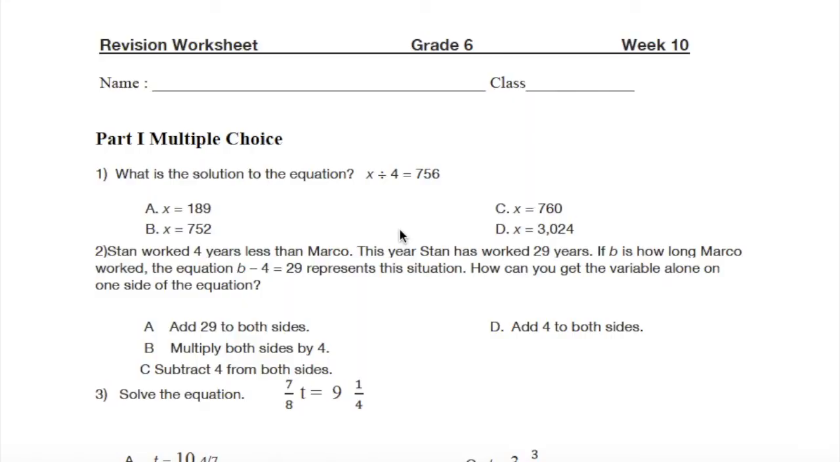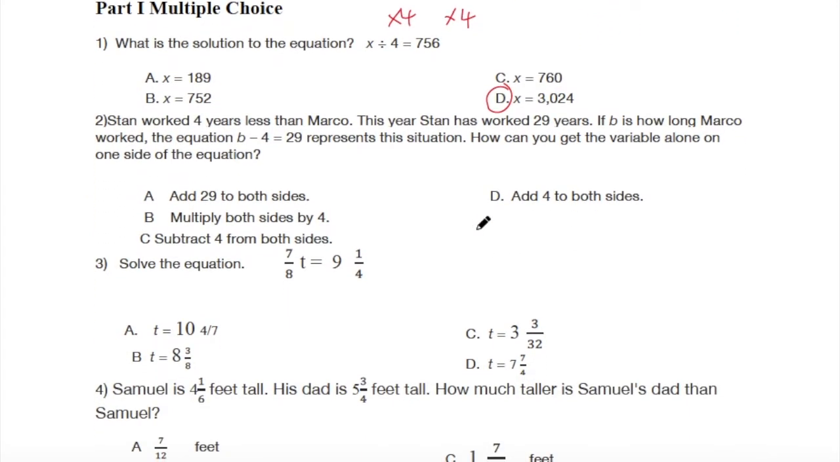First question, what is the solution of the equation x divided by 4 equals 756? We're gonna make x alone by multiplying by 4 on both sides. This is according to the multiplication property of equality. So if you multiply by 4 on both sides, it will be x equals 756 multiplied by 4, which is 3024.